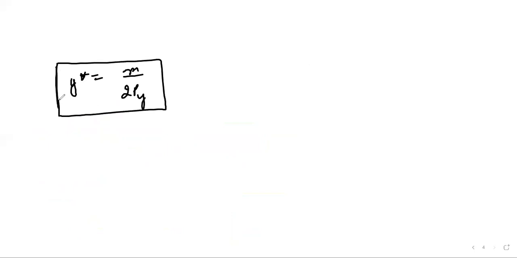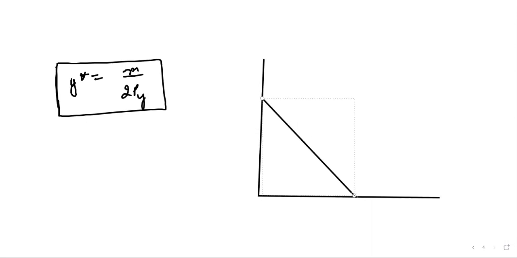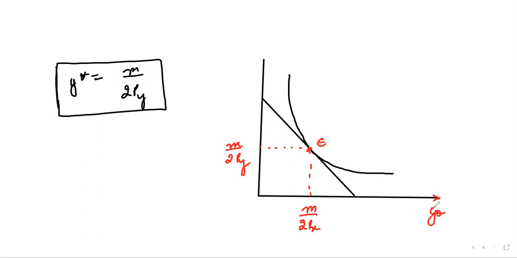So how do I represent this on the graph? Pretty simple. I have this as my X and Y axis. I have a budget line. I have an indifference curve. The indifference curve is tangent here. This point X star is M by 2Px. And this point right here is M by 2Py. This is good X. This is good Y.